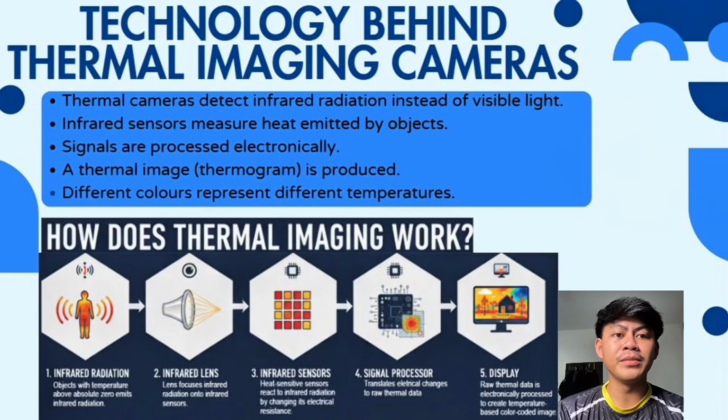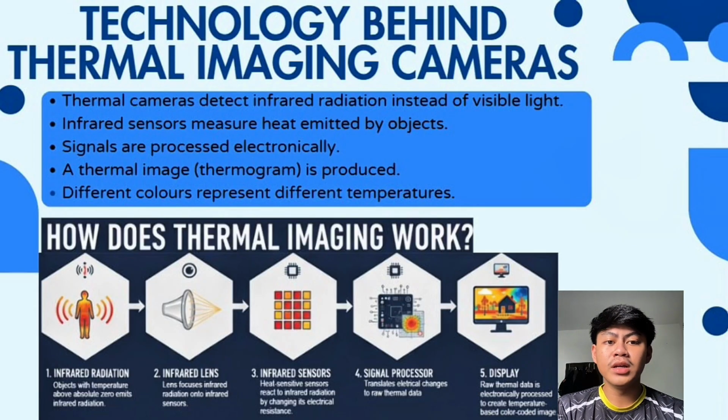Unlike ordinary cameras that capture visible light, thermal imaging cameras detect infrared radiation emitted by objects. Since all objects above absolute zero emit heat energy, the camera can measure this radiation without making physical contact. The infrared radiation passes through a special lens and is detected by an infrared sensor called a microbolometer. The sensor converts the heat energy into electrical signals, which are then processed by the camera's software.